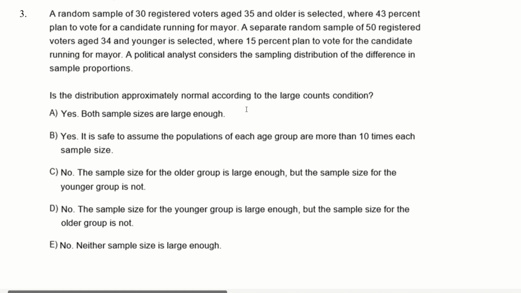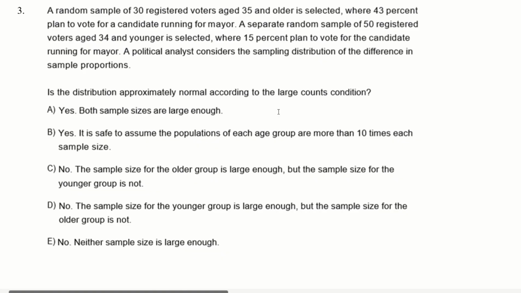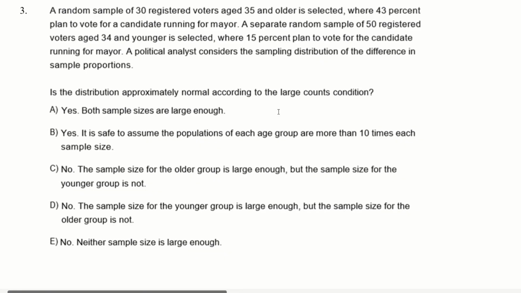Number 3, a random sample of 30 registered voters aged 35 and older is selected, where 43% plan to vote for a candidate running for mayor. A separate random sample of 50 registered voters aged 34 and younger is selected, where 15% plan to vote for the candidate running for mayor. Political analysts consider the sampling distribution of the difference in sample proportions. Is the distribution approximately normal? Okay, so we're looking for approximately normal according to the large counts condition, and we're talking about the difference in sample proportions.